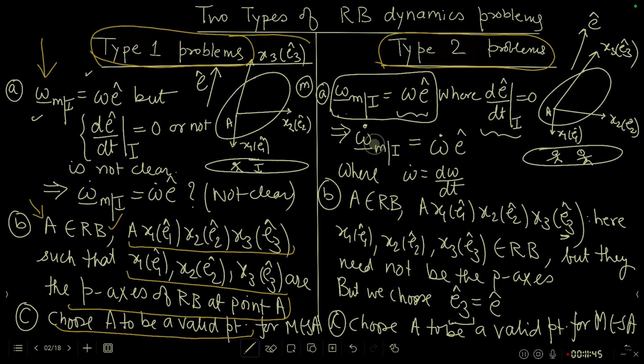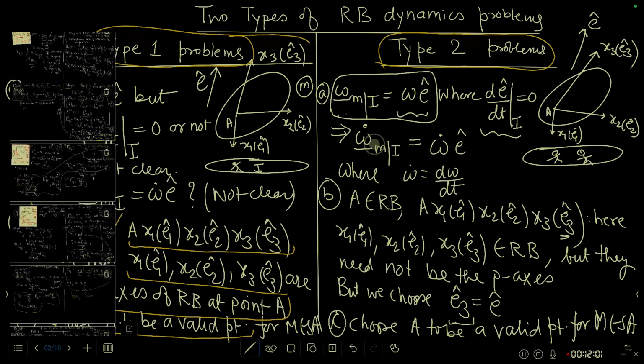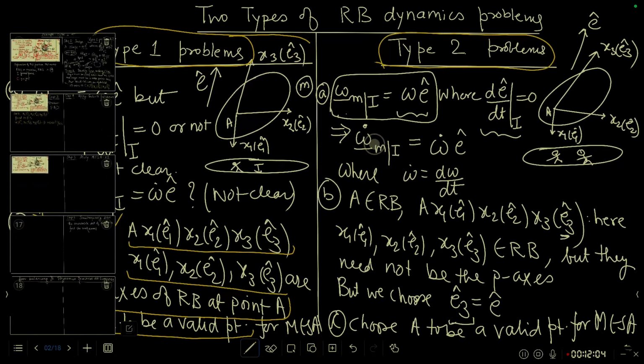Choose A, which there is C, to be a valid point. Since I have chosen the center of mass to be the origin of the coordinate system, it is indeed a valid point, no doubt about it. Everything is satisfied. So this is a good choice of coordinate system. Let's move forward. Step 3.